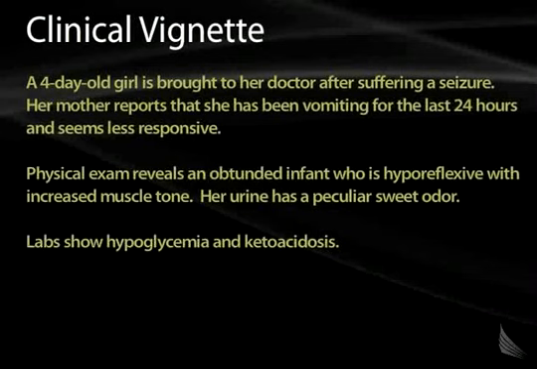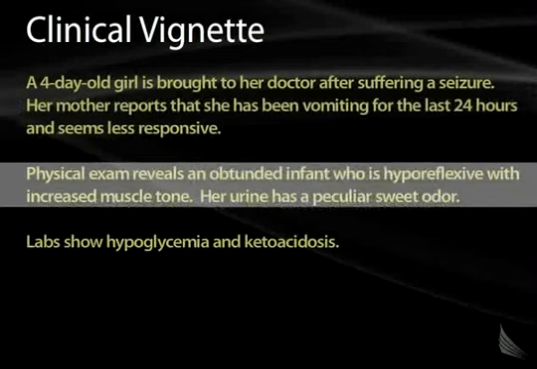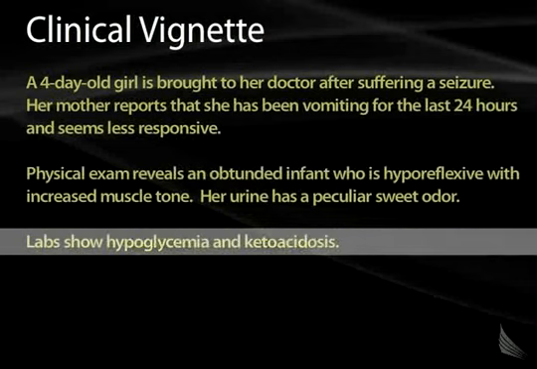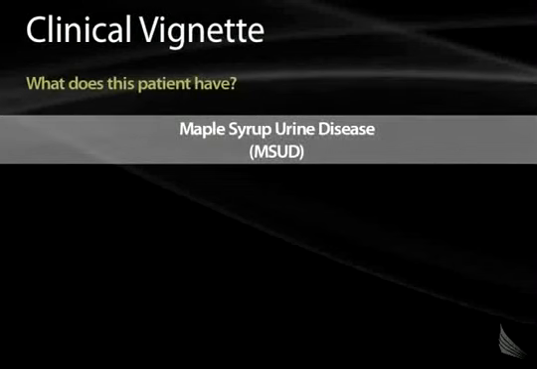Now, these processes can be defective, as indicated in the following clinical vignette. A 4-day-old girl is brought to her doctor after suffering a seizure. Her mother reports that she's been vomiting for the last 24 hours and seems less responsive. A physical exam reveals an obtunded infant who's hyporeflexive with increased muscle tone. Her urine has a peculiar sweet odor. Labs show hypoglycemia and ketoacidosis. This patient has a disease called maple syrup urine disease.